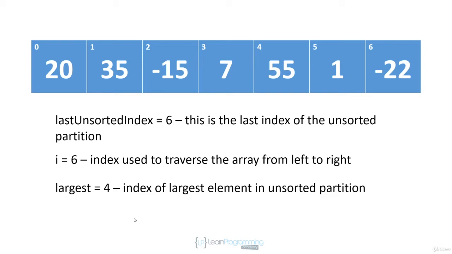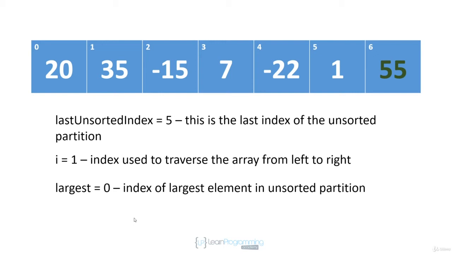So we're going to swap the largest element that we found in the unsorted partition, and that's at position 4, with the last element in the unsorted partition, and that's at position 6. So what we're going to do is swap 55 and minus 22. And we have now completed our first traversal, and at this point 55 is in its correct sorted position, so we're going to decrement last unsorted index to 5. And we're going to reinitialize i to 1, and we're going to say the largest element in the unsorted partition is at position 0. And we repeat the process.